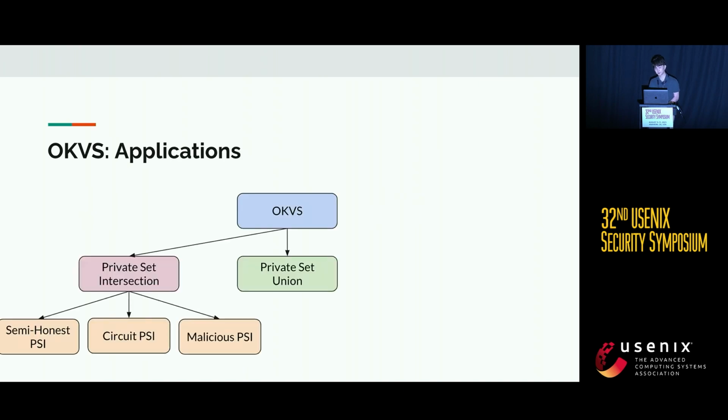So why is OKVS so important? Well, it turns out that OKVS is a fundamental building block for many different cryptographic protocols. Notably, it's used in private set intersection and private set union. But in our paper, we also draw connections to a primitive called volume hiding encrypted multimap. So as you can see, OKVS has many applications in different cryptographic protocols. And in many cases, just using a more efficient OKVS usually results in more efficient cryptographic protocols that use them.